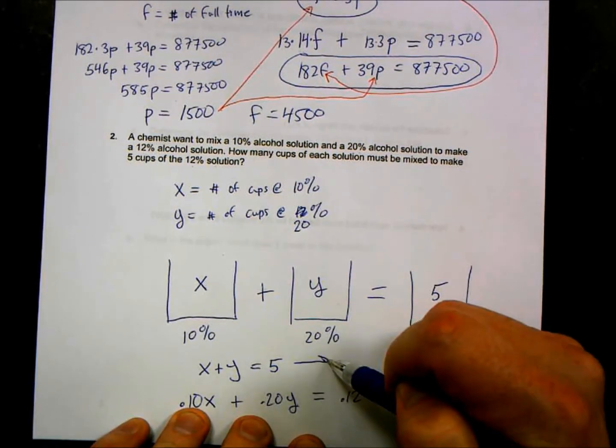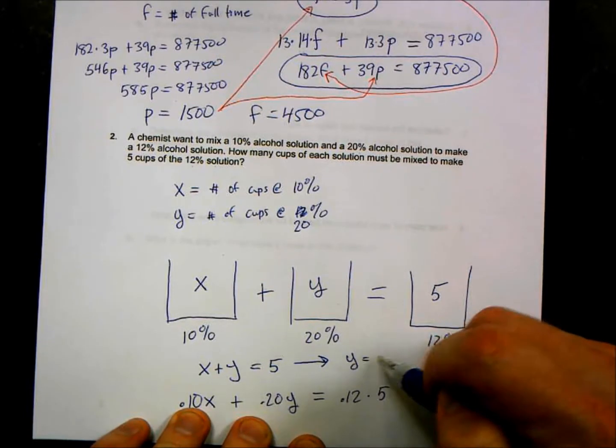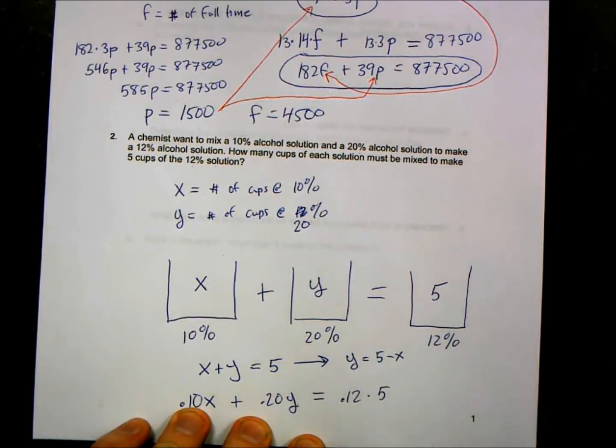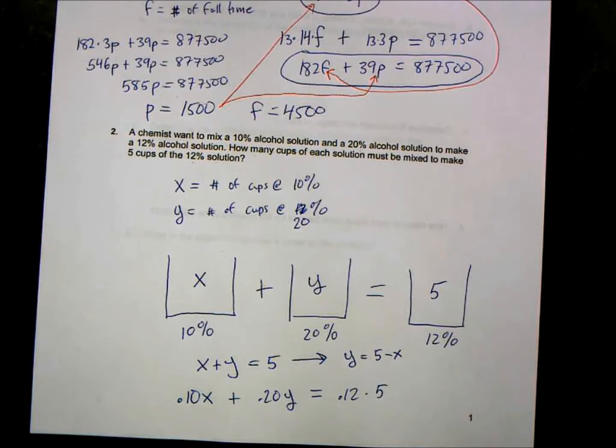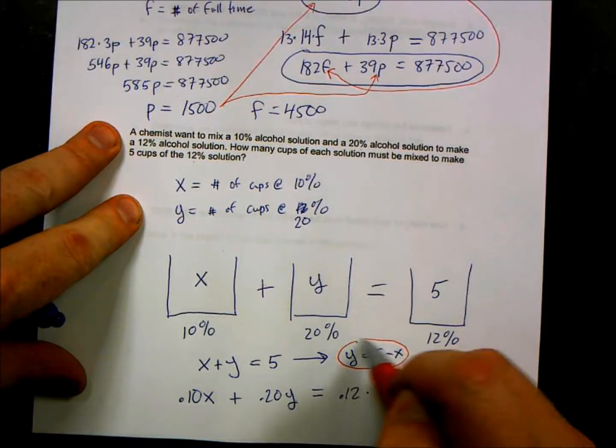Substitution is easy because I can take this equation and I can get Y all by itself. Y is 5 minus X, and then I can substitute. So I think substitution is easy. But I think elimination would have worked pretty well too. How would you do elimination?